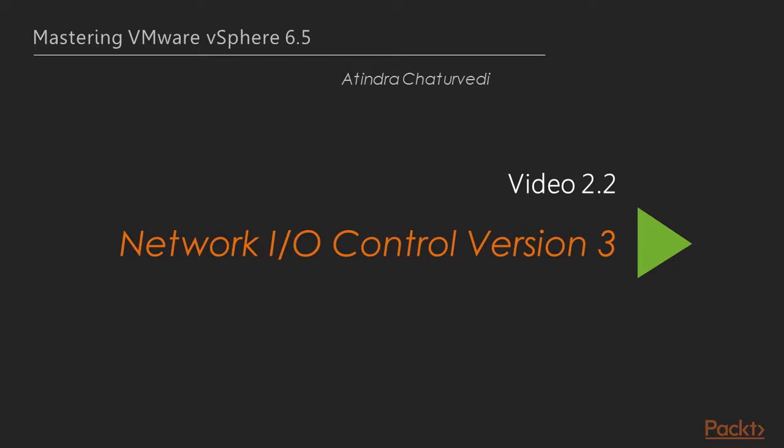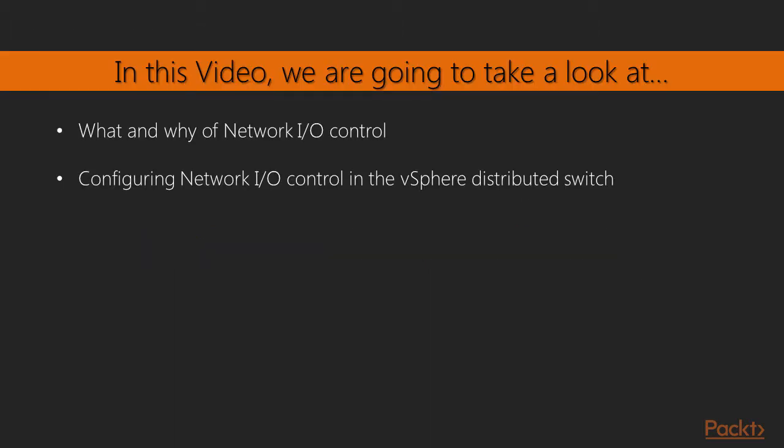In this video, we are going to take a look at Network I/O Control version 3 that is available in vSphere 6. Network I/O Control, or NIOC, basically allows us now to define for virtual machines the same kinds of shares, reservations, and limits that we could do for CPU and memory in those virtual machines. We can now do the same thing for network I/O as well.